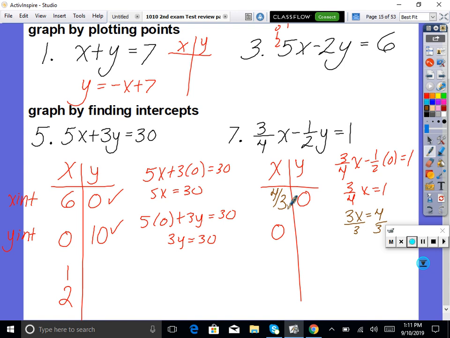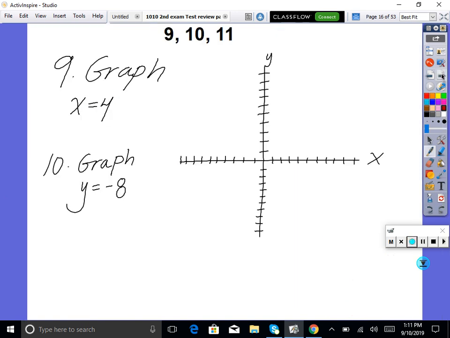So let's plug in 0 for x, that would be 3/4 times 0 minus 1/2 y equals 1, negative 1/2 y equals 1, so I would times that by 2, negative 1 y equals 2, divided by negative 1, so y equals negative 2. Don't let fractions throw you off either. So there's our x and y intercepts, and then you plot a couple more points by just plugging in values. Pretty straightforward.